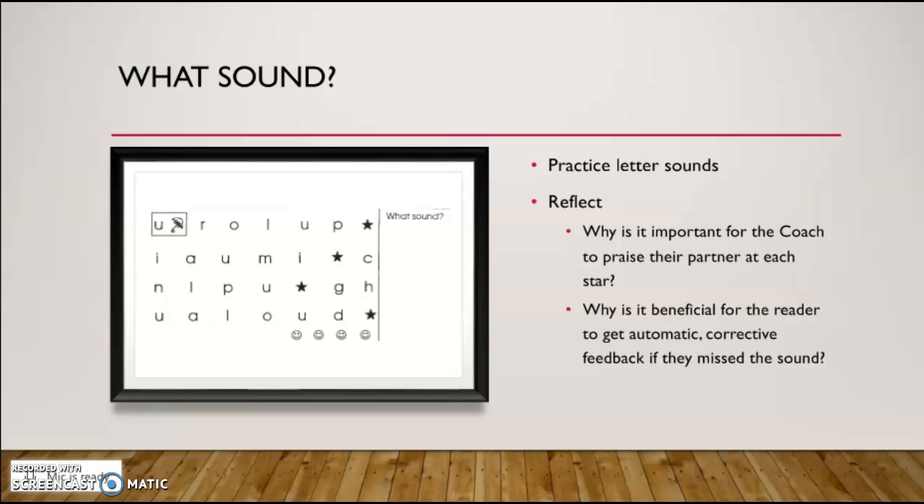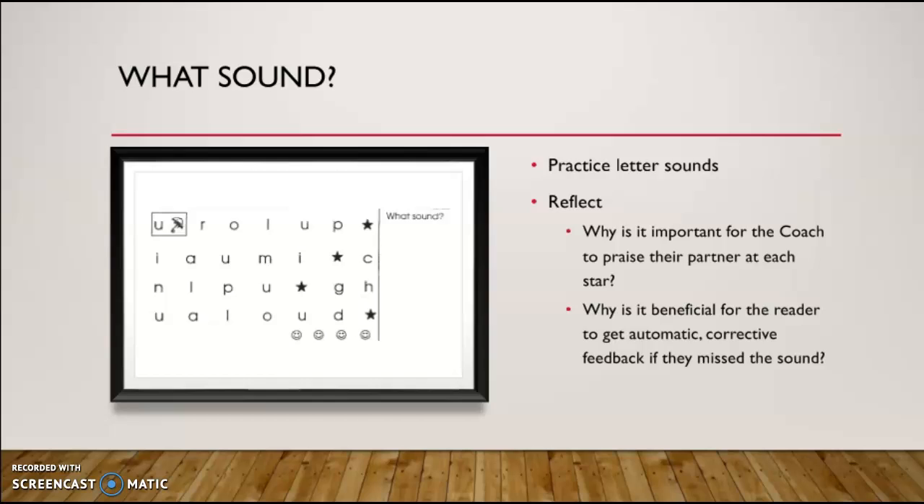Do not fret about what the coach will say. It is in the handout in front of you. I do want you to pause me for 30 seconds and reflect with the people around you. Why is it important for the coach to praise their partner at each star? And why is it important to get automatic corrective feedback in the event that they missed a sound? Please pause me now and I'll see you in 30 seconds.